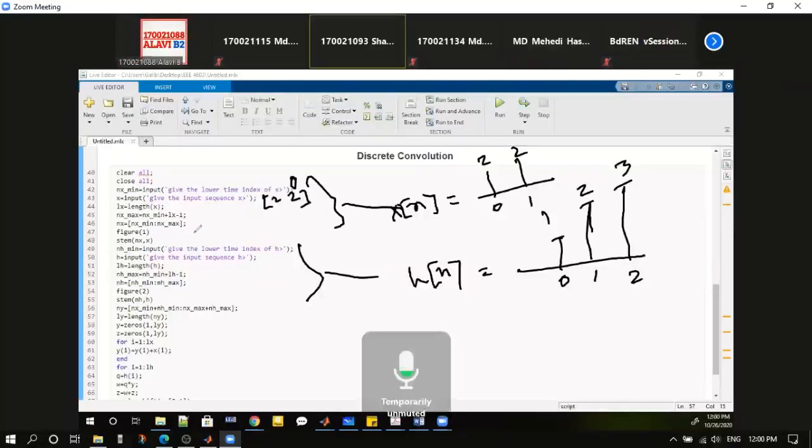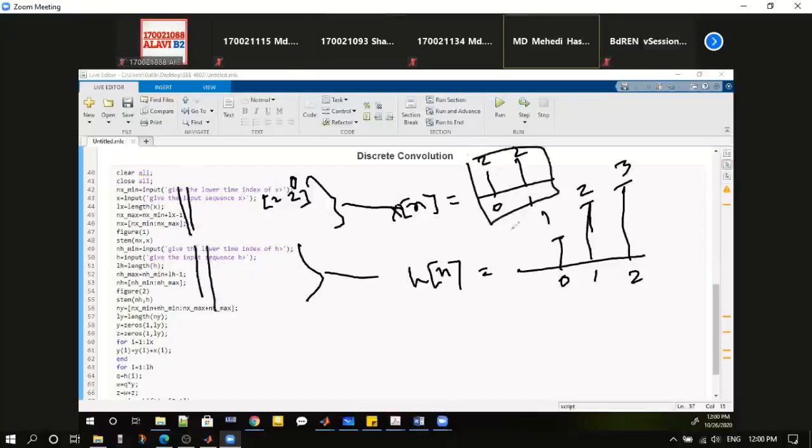Then it will create an array of nx, nx min and nx max. It will create an array which is separated by one interval. Let me tell it in one line. Actually, these lines are done to represent this signal, isn't it? Next, this line is done to represent this one. I think everyone is clear about these things. Now tell me about the line from line 56.